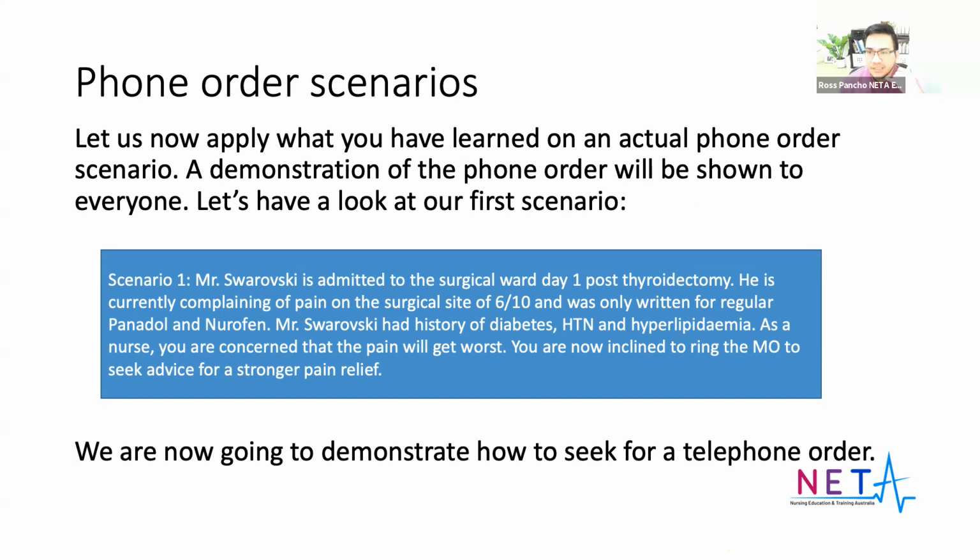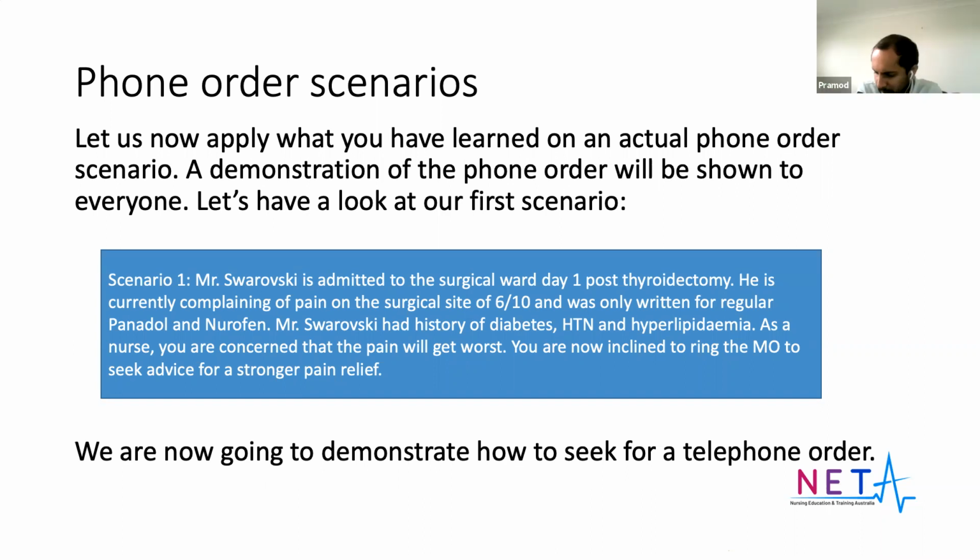Doctor, I have this patient I'm looking after in bed 1, Mr. Sorovsky. He's admitted in the surgical ward, day 1 post-thyroidectomy. He's complaining of pain in the surgical site. It's 6 out of 10, so it's a bit moderate pain. He's only written for Panadol, and I wanted to get him some more medications. He's also had a history of diabetes, hypertension, cholesterol issues. I'm just concerned, because there's nothing written as a PRN for him as a stronger painkiller. Is there any way that you can suggest a stronger painkiller for him, please?